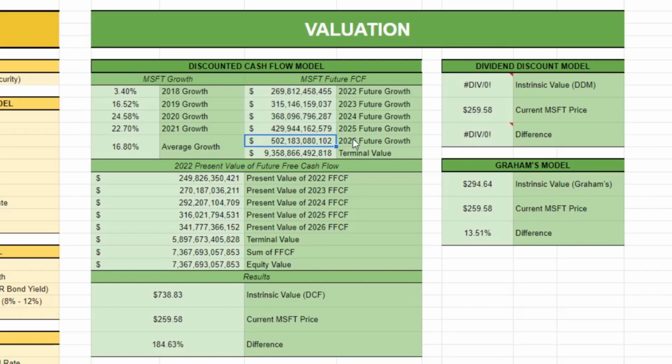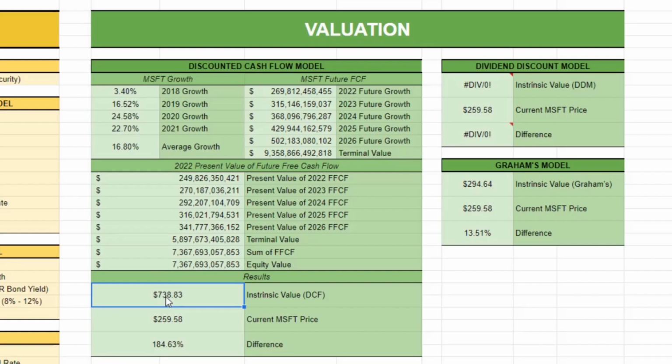By the end of 2026, 502 billion, with a terminal value of 9.3 trillion, if they were to go off into infinity. And then we discounted these cash flows back to the present value due to inflation, and we discounted at an 8% rate. So we discounted the 5 future years and found a terminal value for the current present value of all future free cash flows. We added it all up and found an equity value for Microsoft.